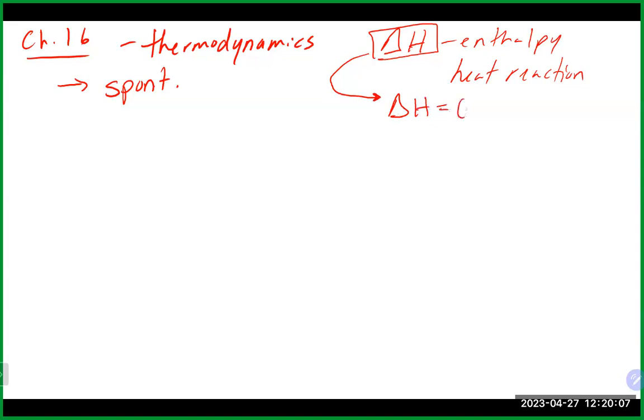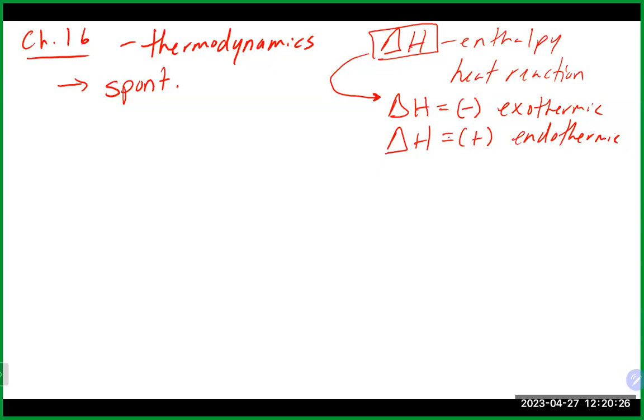And again, some reminders that we talked about. Obviously, as the delta H value is negative, that's going to be an exothermic reaction. Heat and energy are going to be released. If the delta H is positive, it's going to be an endothermic reaction. And that means heat and energy is going to be absorbed.